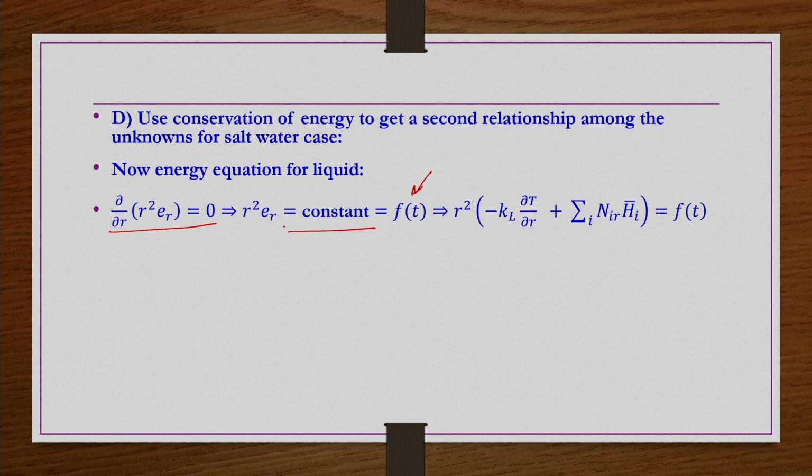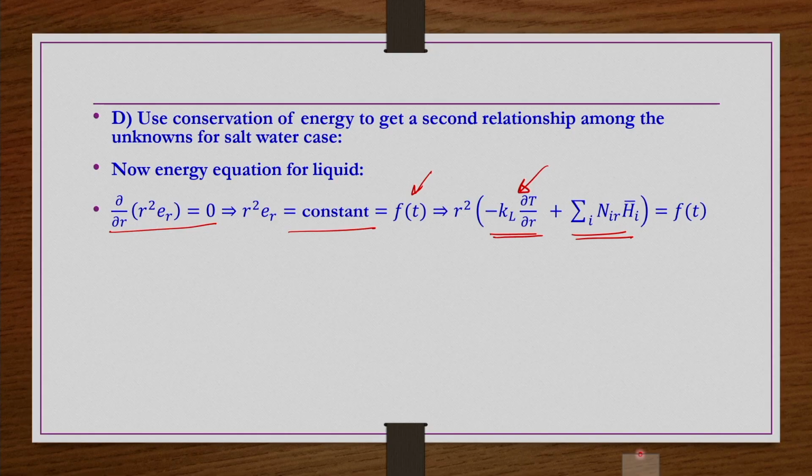But now Er here, in the previous case when pure water was there, only the conduction part was there. Flux because of the mass transfer etc., those terms were not there. So, now those terms are being added here because this case we are doing for the salt solution. Problems C and D are for the salt water case, the salt solution case. So, this term is being added, that is sigma NiR Hi bar is equal to f of t.